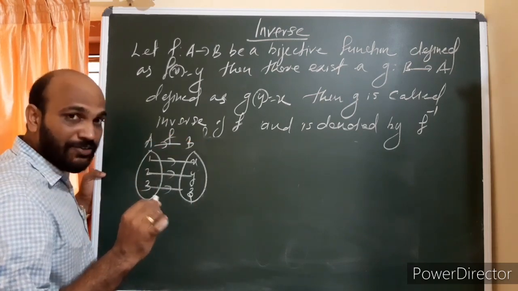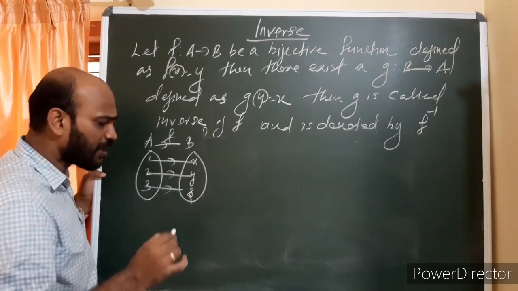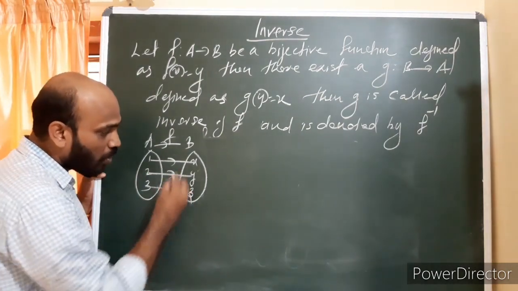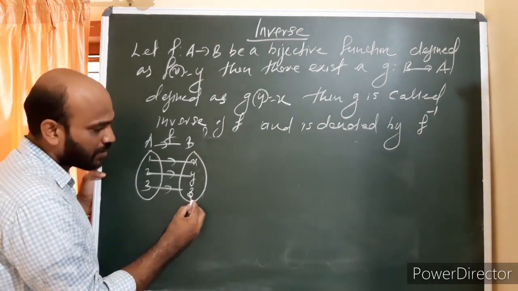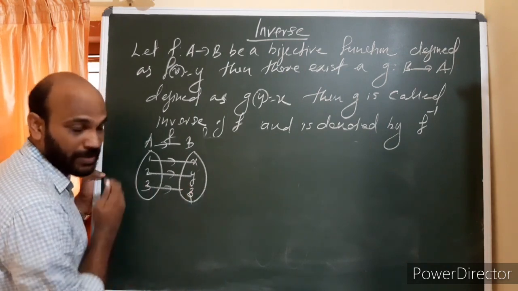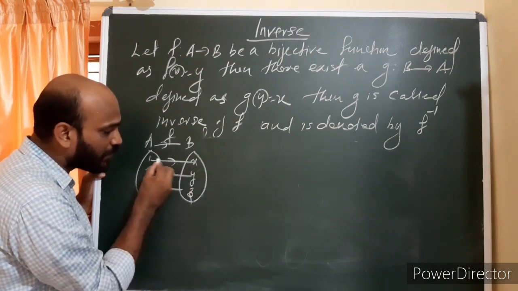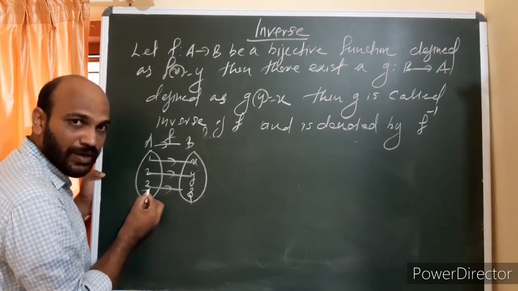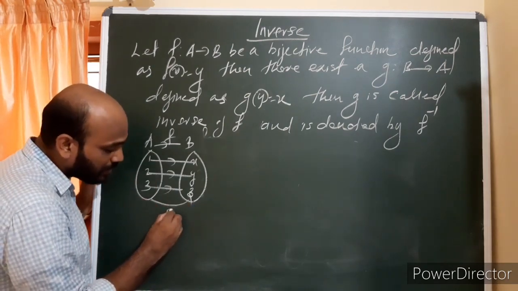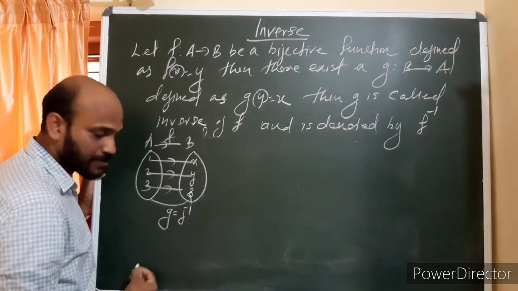Now can we define a function from B to A? Then it should satisfy all conditions of a function. All conditions of a function means all elements in B should have images. Here all elements in B are having images. We are considering a function from B to A, so all elements in B should have one and only one image. X is having only one image, Y only one image, Z only one image. So we can define a function from B to A. That function is g, that is the inverse of f. We can denote it by f inverse.